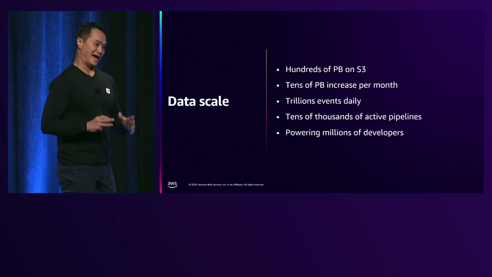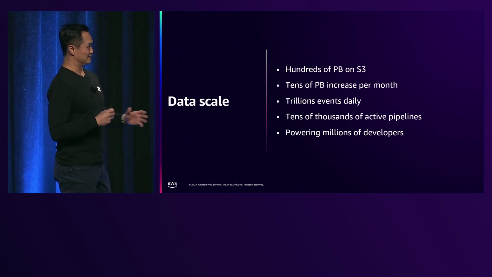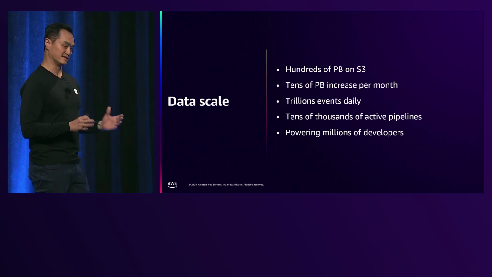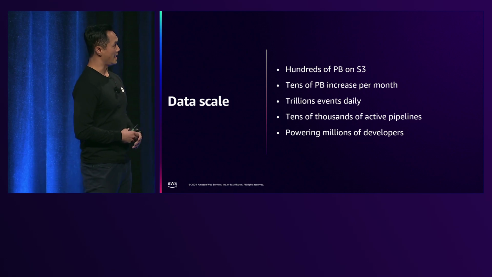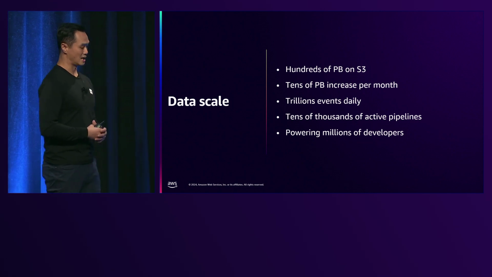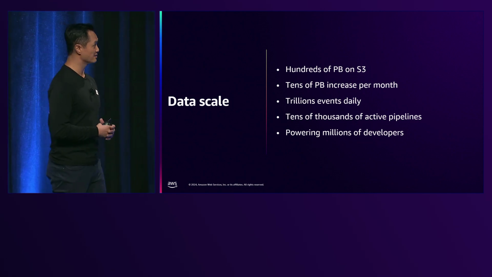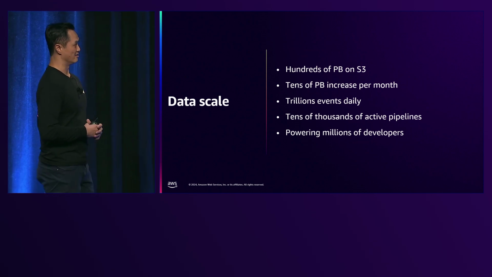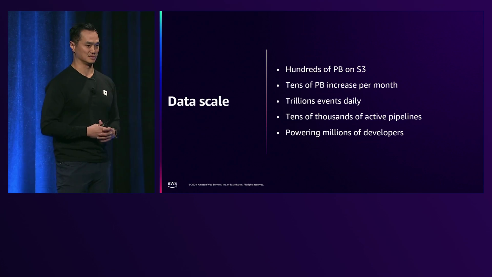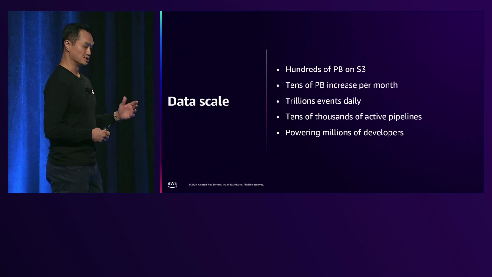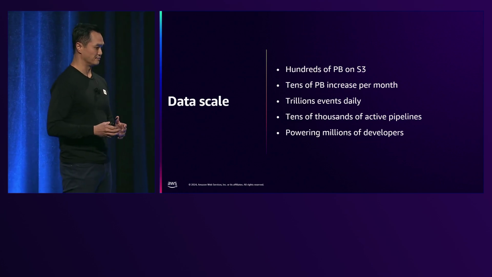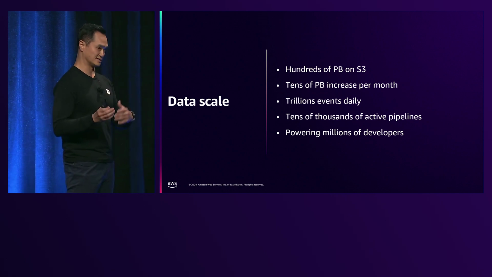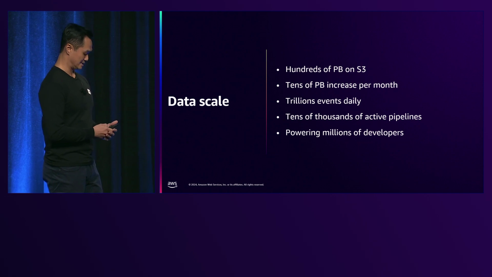Unfortunately, I can't give you the actual numbers, but here you should be able to gauge the scale where we're at. Currently, we have hundreds of petabytes on S3. Our data lake is in S3, so we store everything in S3. And we increase our S3 storage by tens of petabytes every single month. Our internal services within our data centers generate trillions of events every single day, and we have tens of thousands of active pipelines running. So in some ways, our data platform is not just used by the 100 or 1,000 people in our company, it trickles down to the millions of devs using our platform.